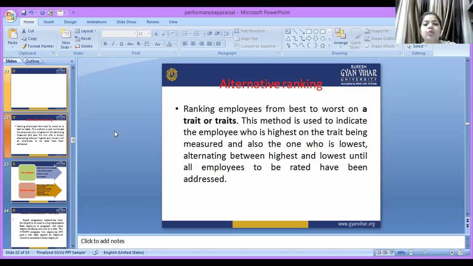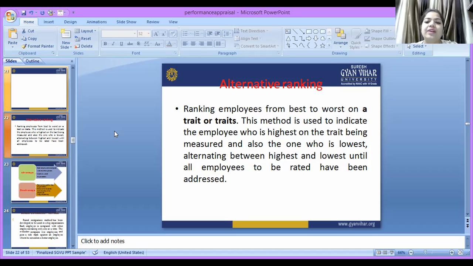Alternative ranking means the employee who is at the highest on the trait being measured, and also the lowest. We have the two positions, at the high or at the low basically. So we alternate between highest and lowest until all the employees to be rated have been addressed. Let's understand it through an example.